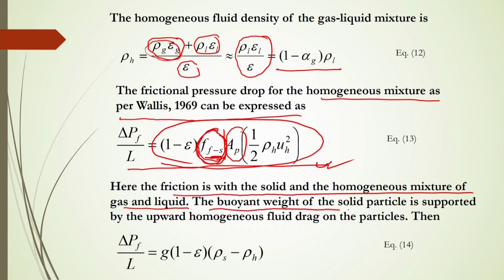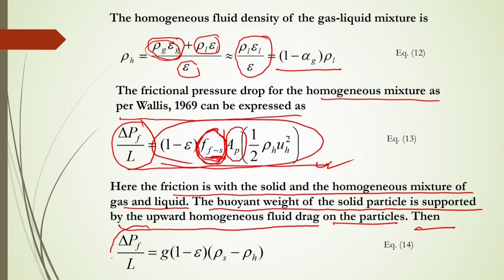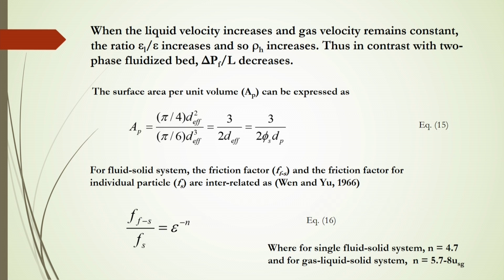The buoyant weight of the solid particle is supported by this upward homogeneous fluid drag on the particles. This is your fluid drag, which is calculated with the frictional pressure drop. And then we can say this buoyant weight will be balanced by this frictional pressure drop as G into 1 minus epsilon into rho s minus rho l at this gas liquid solid fluidization condition. Now, if we equate these two equations, then of course, we will get the minimum fluidization velocity.